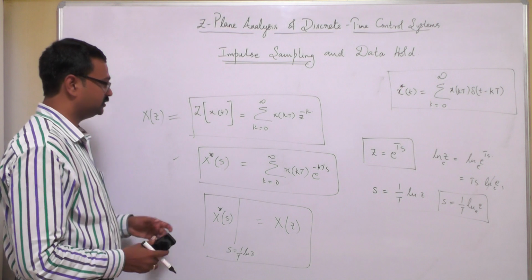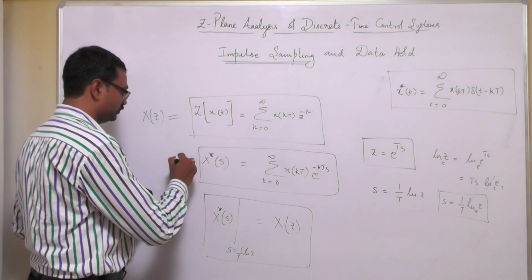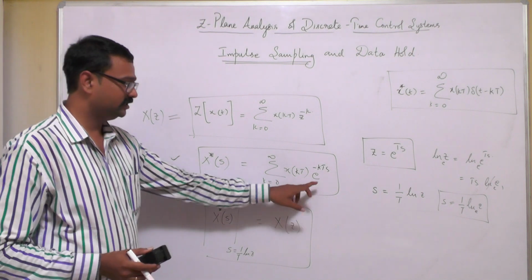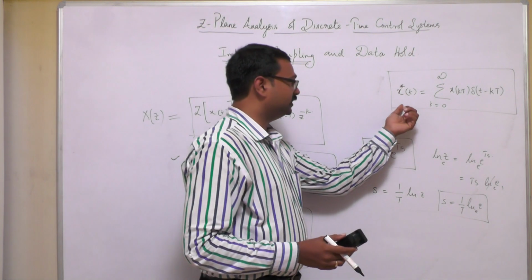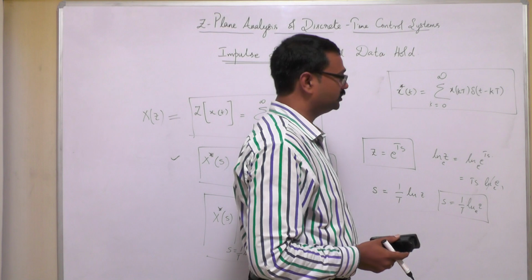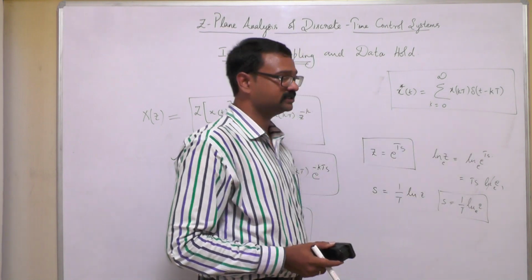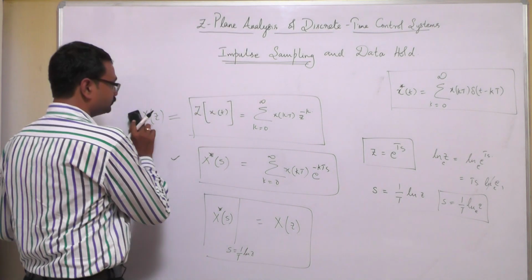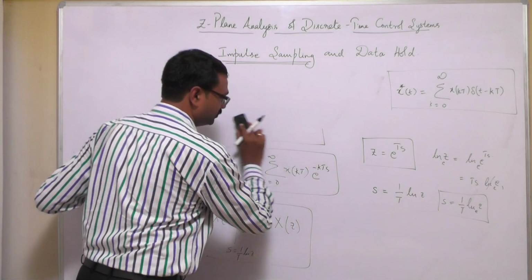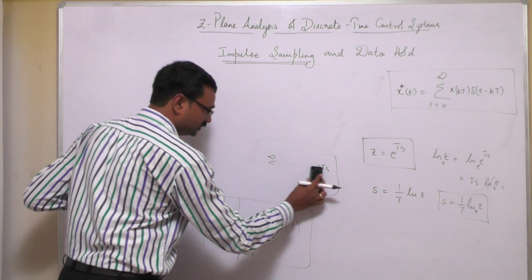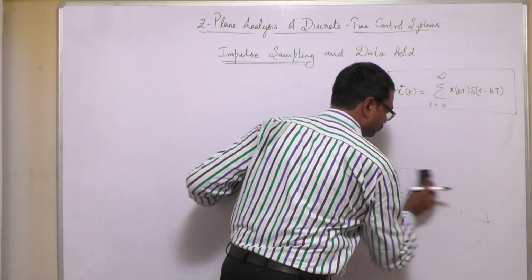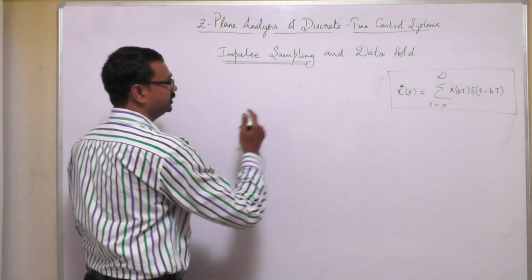Right. So we have this in mind, and we can remember these two equations. X star of s is equal to sigma k is 0 to infinity x of kT e power minus kTs, and x star of t is equal to sigma k from 0 to infinity x of kT delta of t minus kT. Now delta of t minus kT is our train of impulses. So with this in mind, we already understood what is an impulse sampling. With this in mind, we can go with the data hold.